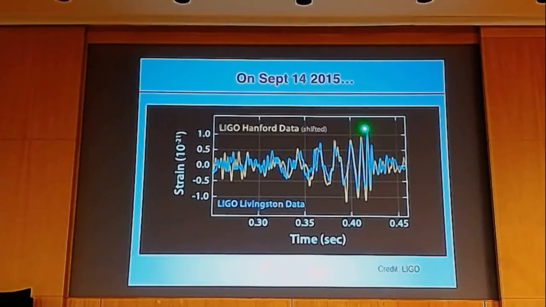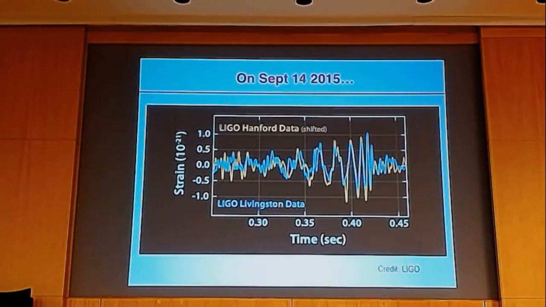Notice this is 10 to the minus 21. Notice that the noise is a lot smaller. But these were signals in photodetectors 3,000 kilometers away, and they were the same when you shifted them by 7 milliseconds.